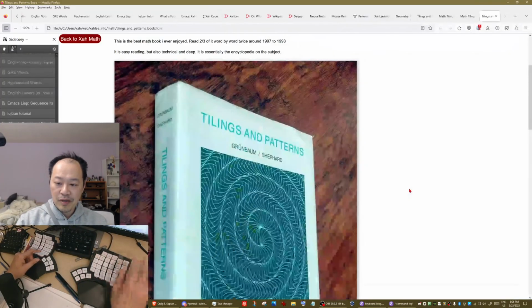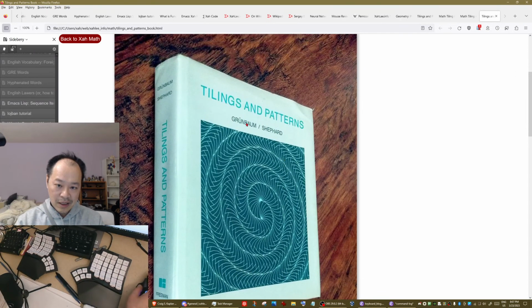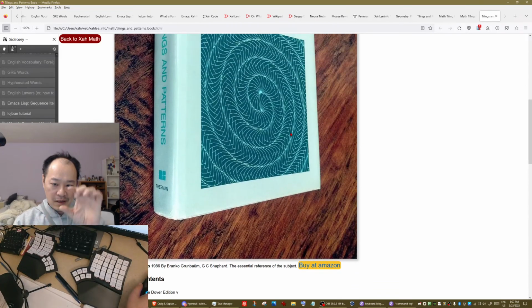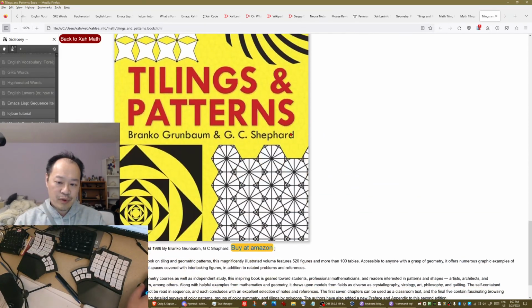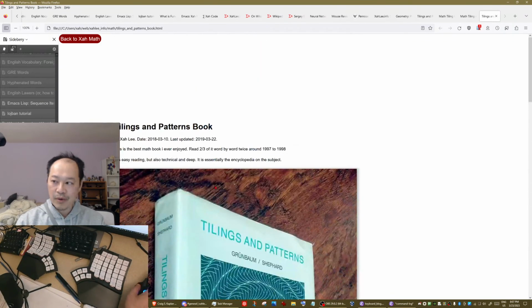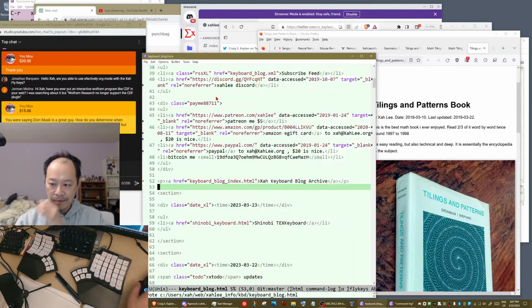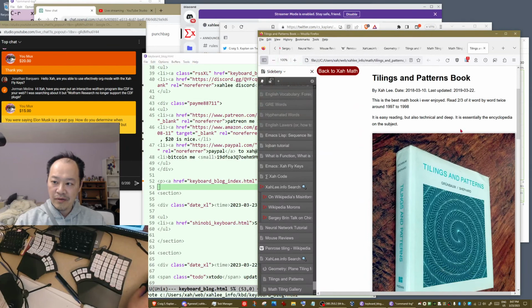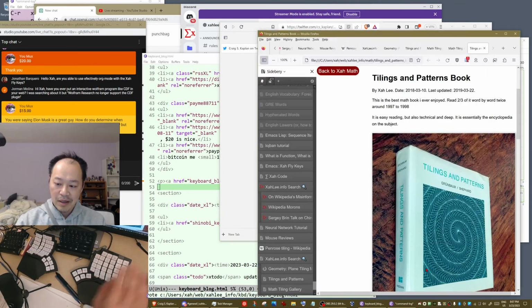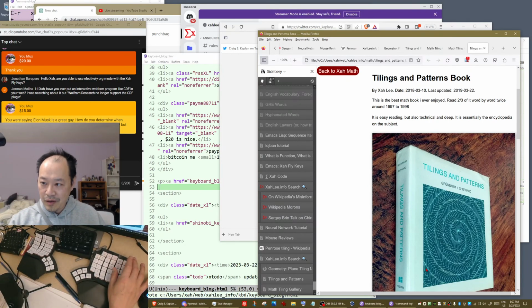And here is a book I recommend. I talked about it in my video before. If you are interested in tilings and patterns, the mathematical aspect of it, I recommend this book. It's about this thick. It's out of print, but Dover printed it again, so you go buy it. Search my website, xahli.info, tilings and patterns. If you want to know all about the tiling theories we talked about, that's this book. I read it 20 years ago.